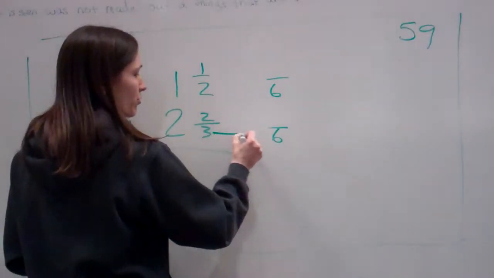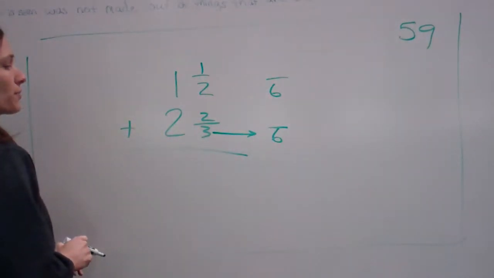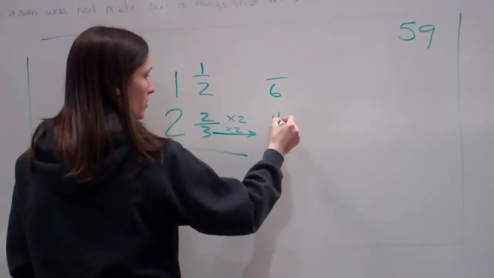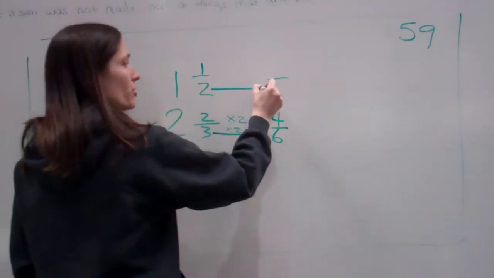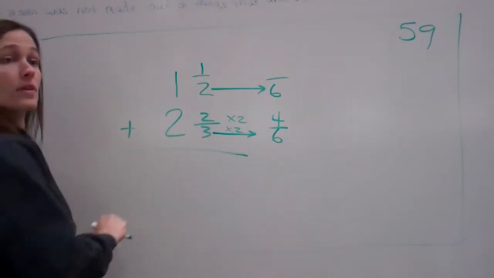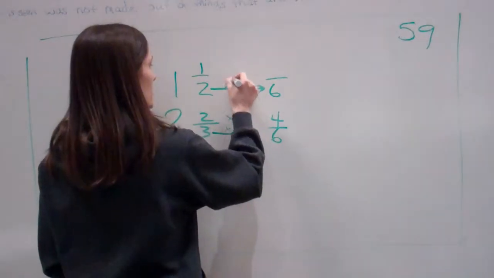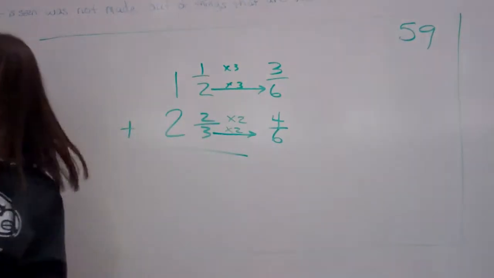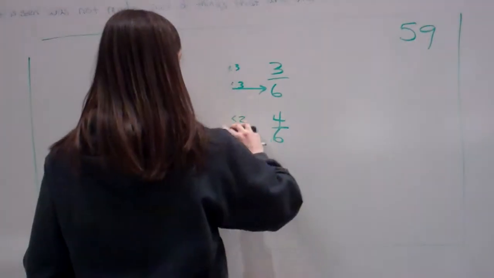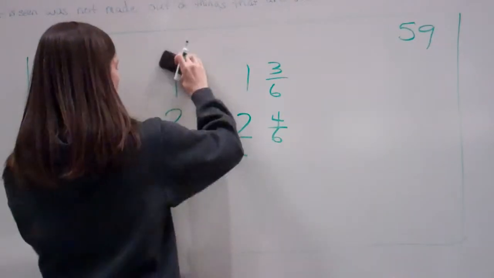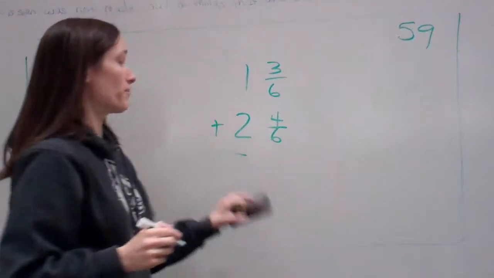All right, to get 3 to 6, Isaac, what do I have to do? Times it by 2, so I have to time the numerator by 2. All right, and to get from 2 to 6, Pascalina, what would you have to do? Times it by 3, excellent. So I would go 3. Now, because I have an advantage, I'm going to slide this over, and that is my new problem.